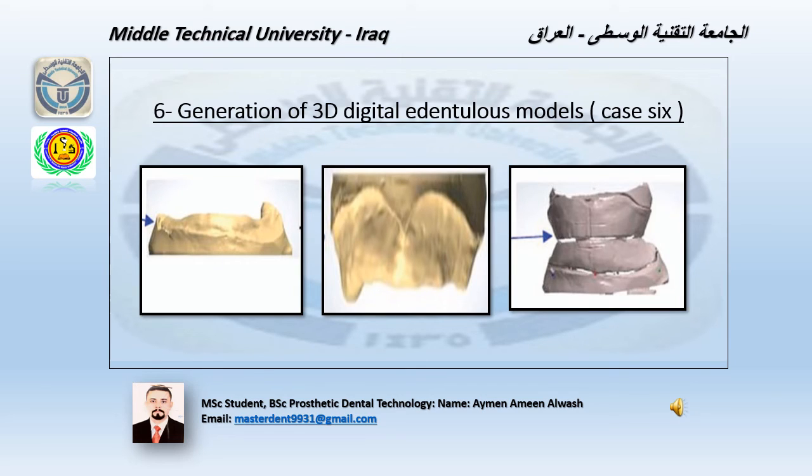Number 6, generation of a 3D digital edentulous model, case 6. In this technique we will scan the master cast by using 3D digital scanning technology. We scan the upper master cast separately, and then we scan the lower master cast separately. After that, we scan the upper master cast with the bite rim, and then we scan the lower master cast with the bite rim. This scanning is linked to record the relationship between the upper and lower jaw in the software technique.